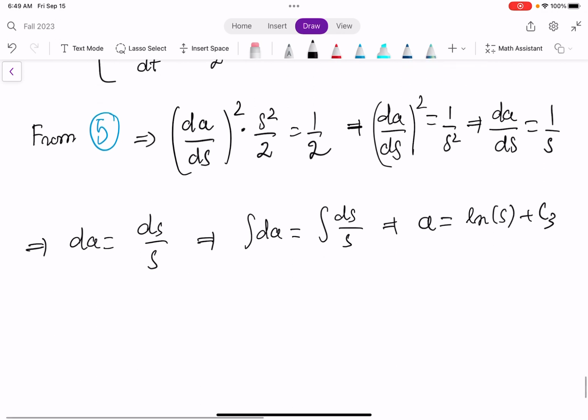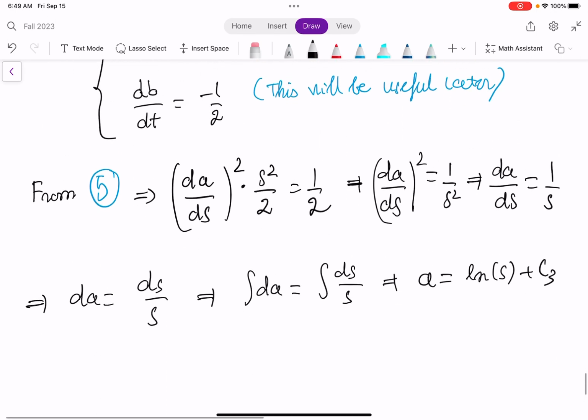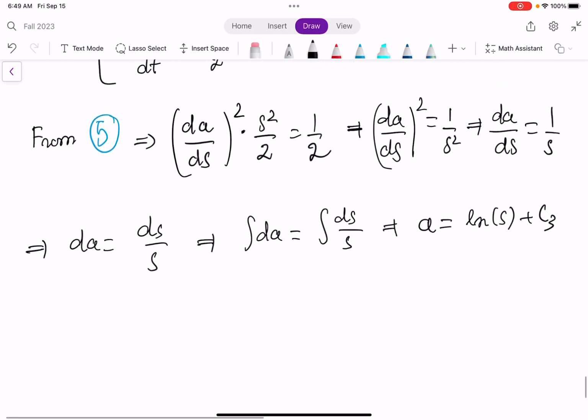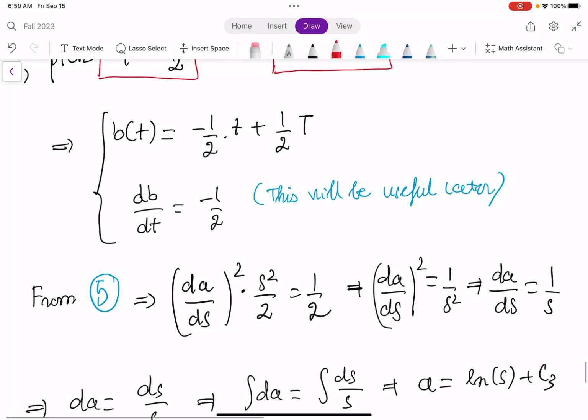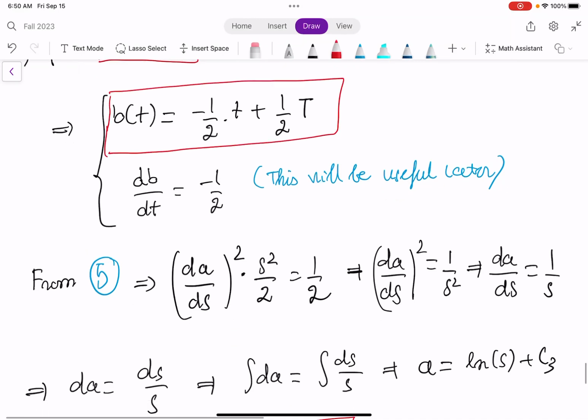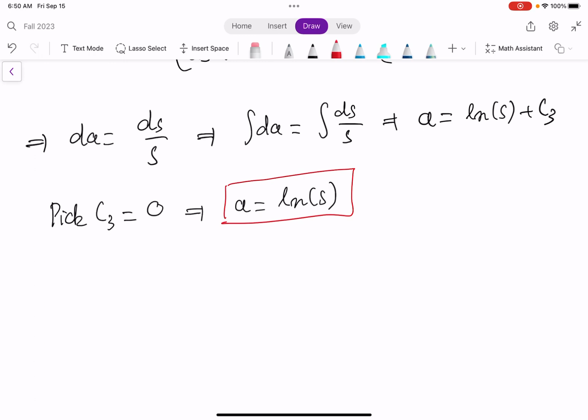In this case, remember, a is our choice, right? A is the one we created. So we can pick c3 equal to 0. So you can say a is ln s. This is your a, this is your b, bracketed in red.